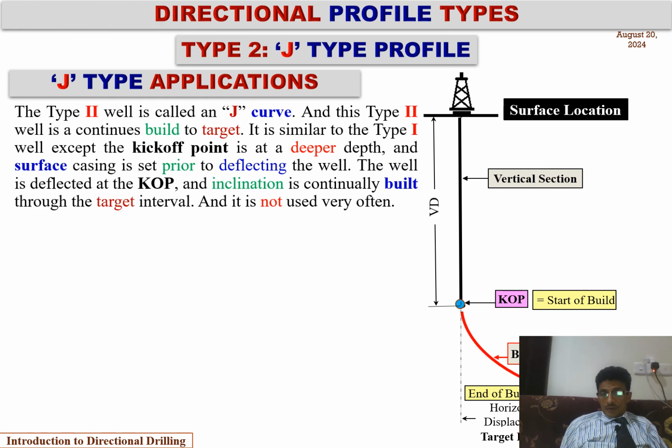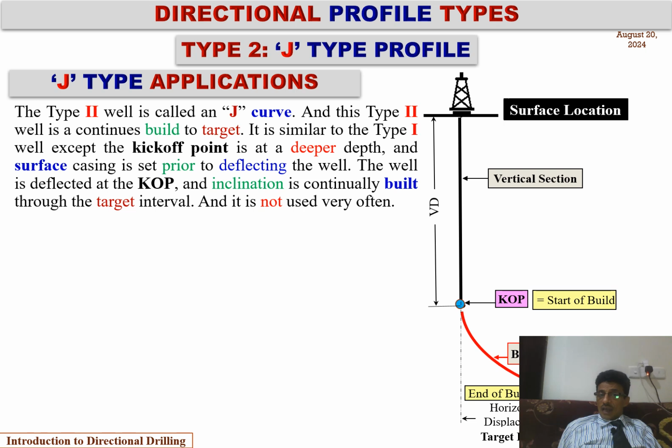The second type of the profile is the J type. It has the vertical section from the surface to the kickoff point, the start of build-up, where we start to take the angle of inclination, then the build-up rate section to the target, where the reservoir or the hydrocarbon is. End of build rate, start of build rate or kickoff point, and horizontal displacement, target deflection.